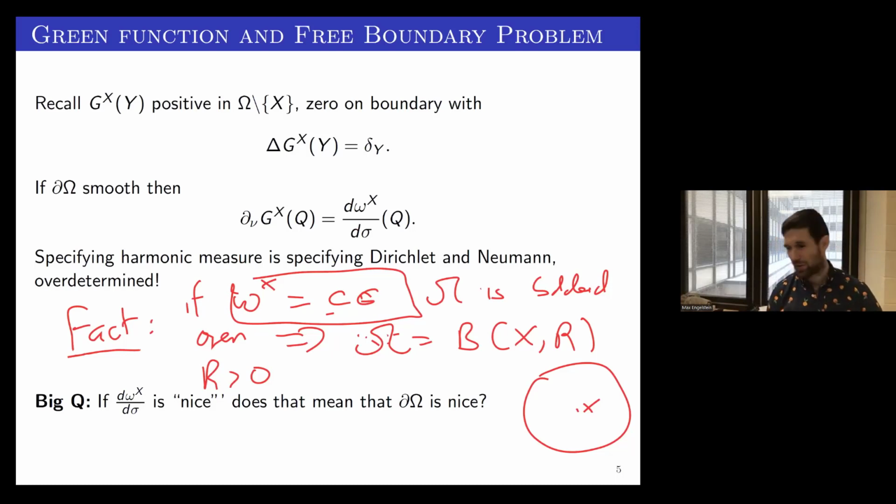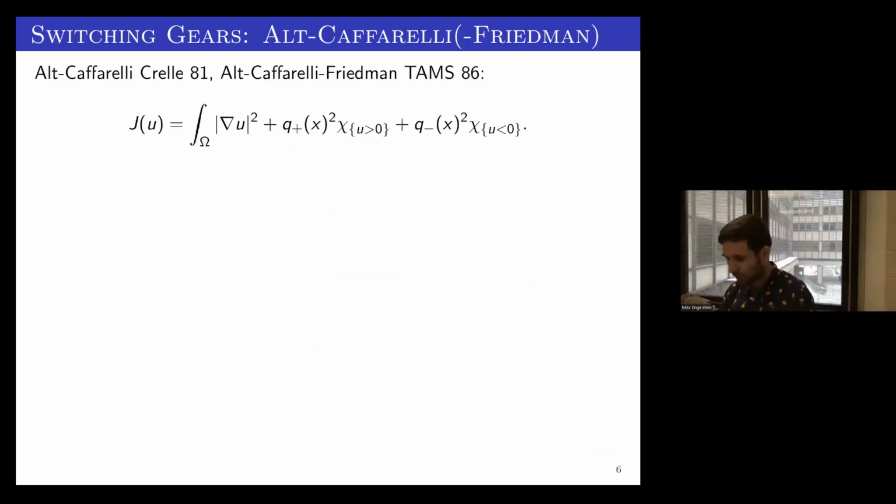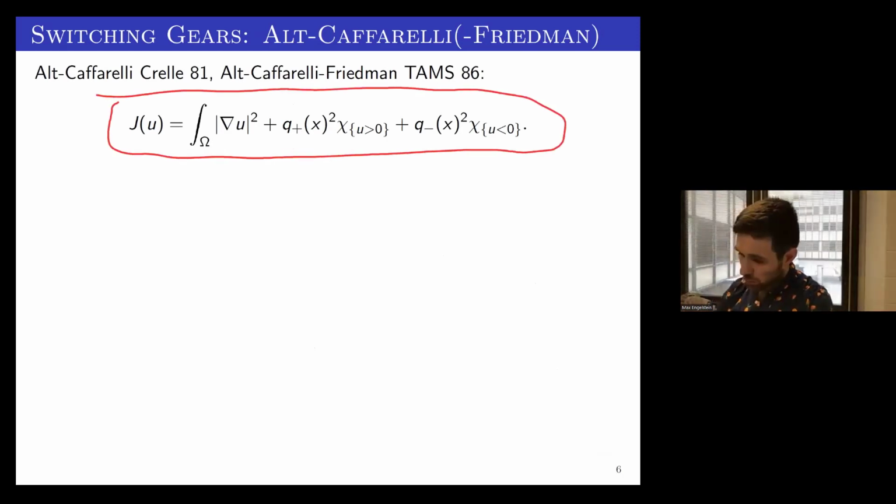Okay, let me move on to things that are a little bit different that you've maybe seen less of. So I'm switching gears completely. I'm going to introduce this functional, which was first introduced or first studied rigorously by Alt and Caffarelli in 81, and then Alt-Caffarelli and Friedman in 86. These two functions here, you can think of them as being smooth or like Hölder continuous.